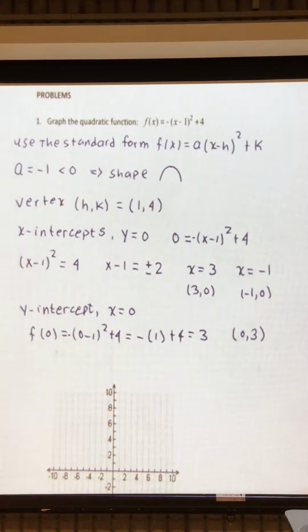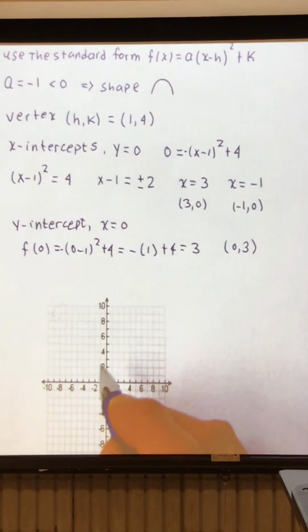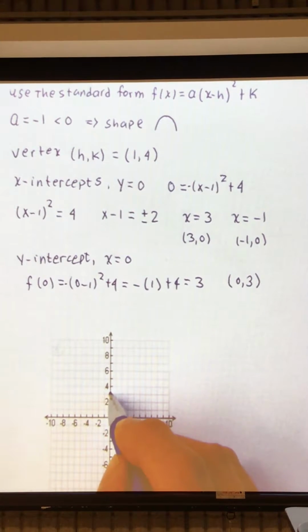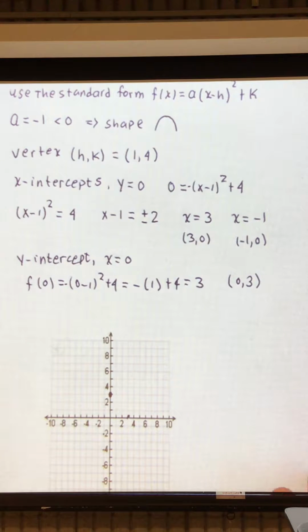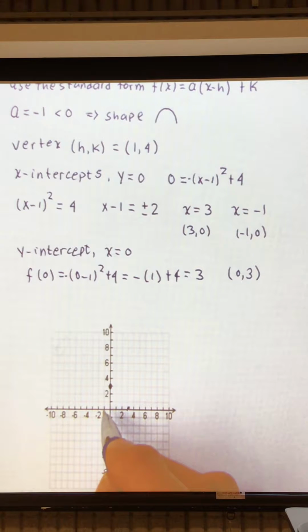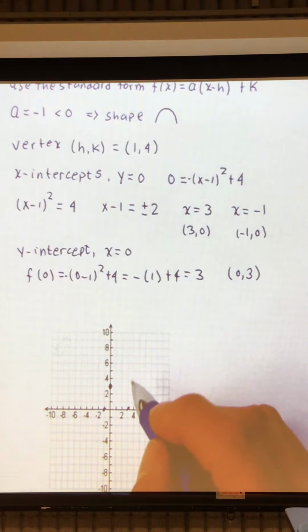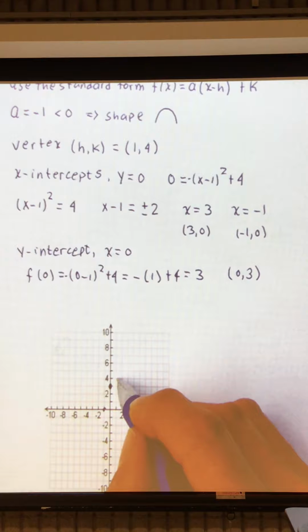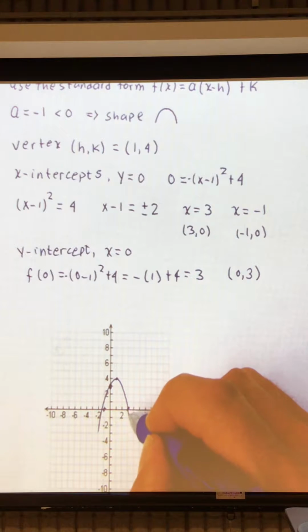Transferring this information down here on the graph, we will have the y-intercept being 0, 3. One x-intercept is 3, 0. Another x-intercept is negative 1, 0. And finally, the most important point, the vertex, is at 1, 4, right here. And draw that in like that.